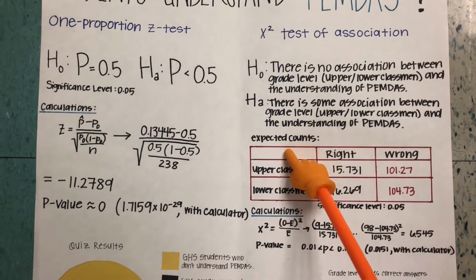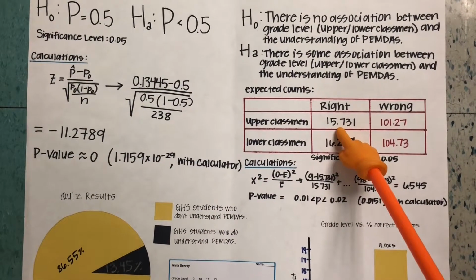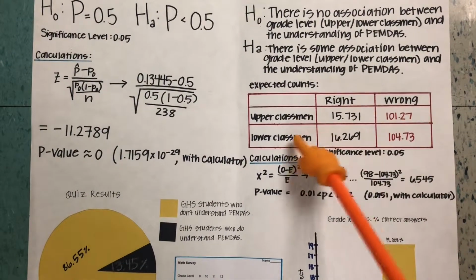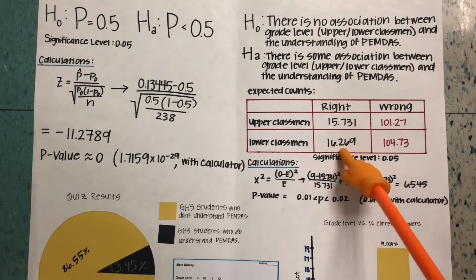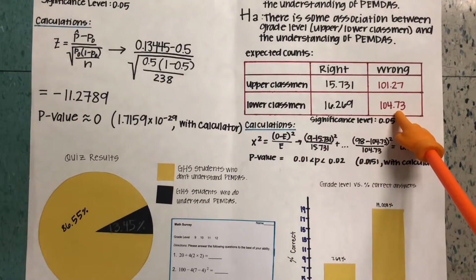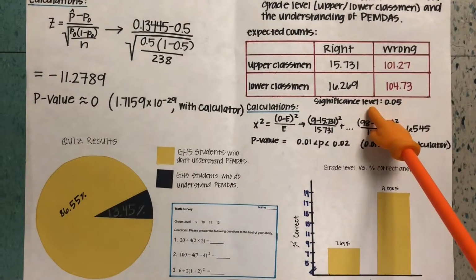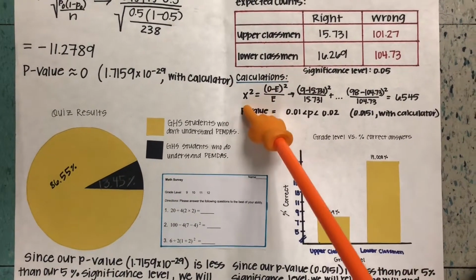Our expected counts are as follows. For upperclassmen, right was 15.731, wrong was 101.27. For lowerclassmen, right was 16.269, and wrong was 104.73. We also used a 5% significance level in this test. Our calculations are as follows.